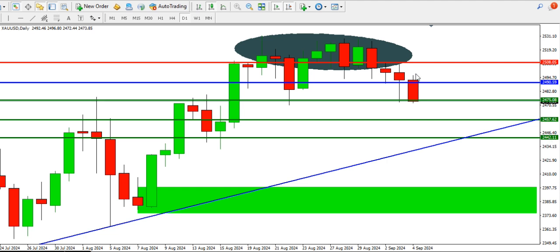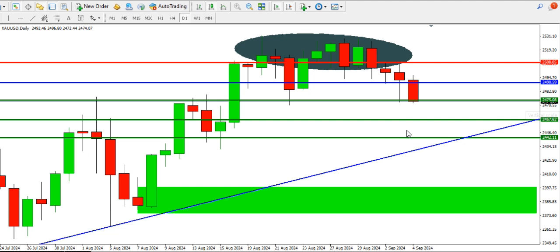Now price opened above the pivot line and has crossed below the pivot line to test the first support, which is at 2475.08. Now this was initially tested yesterday. This is yesterday's candlestick, which was initially tested and price pulled back. Now price has broken that level and price is targeting the next level, which is at 2457.62.